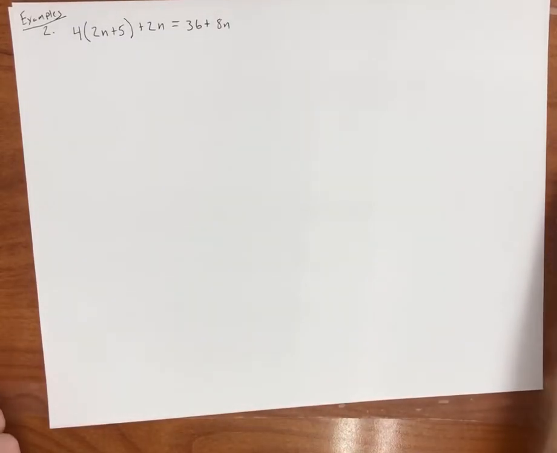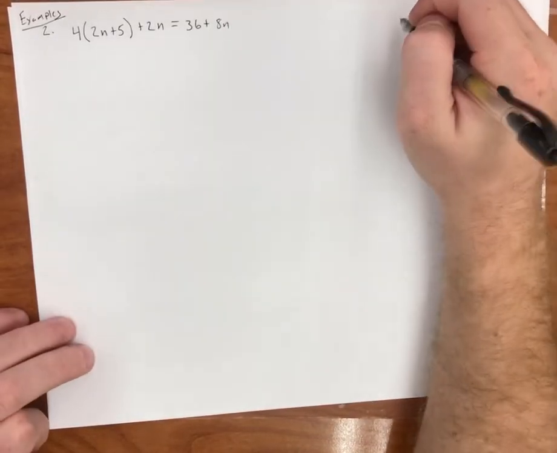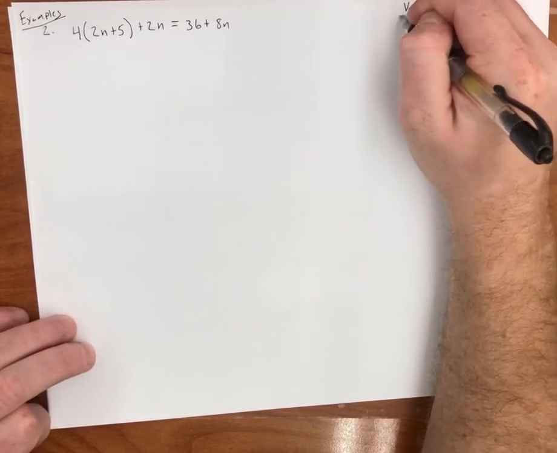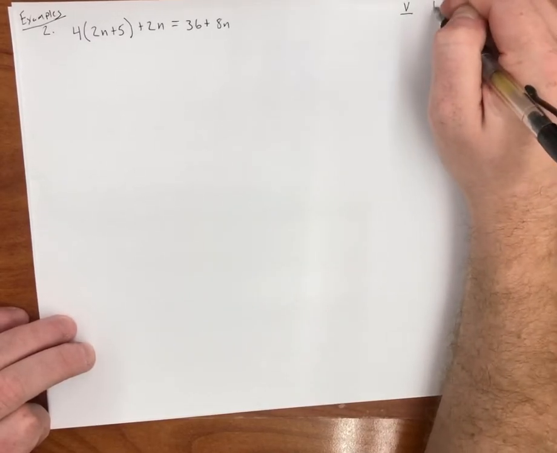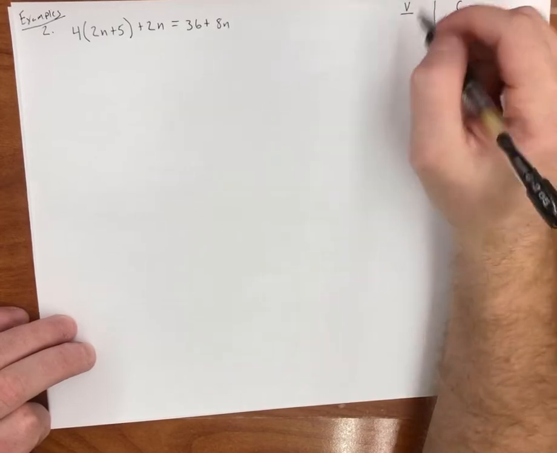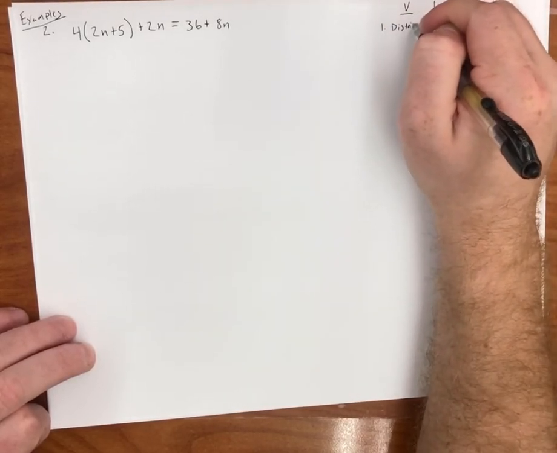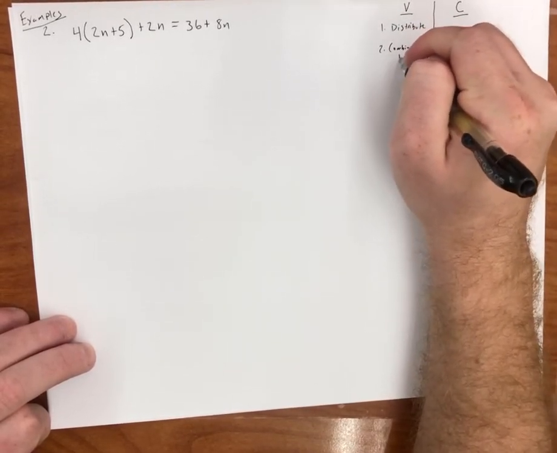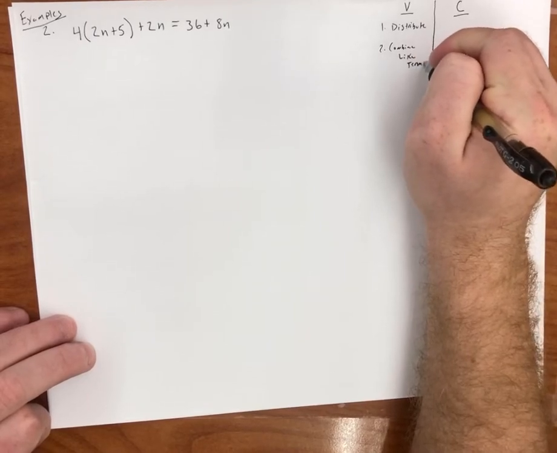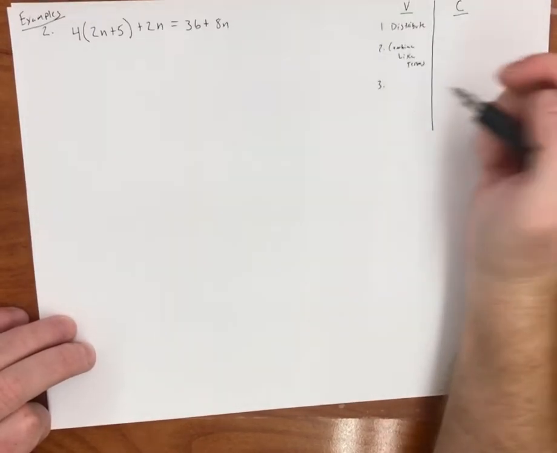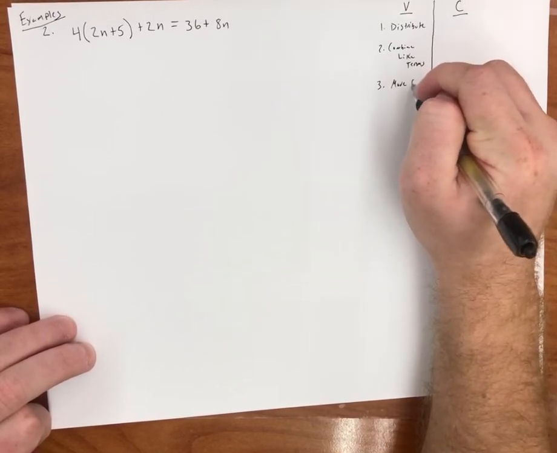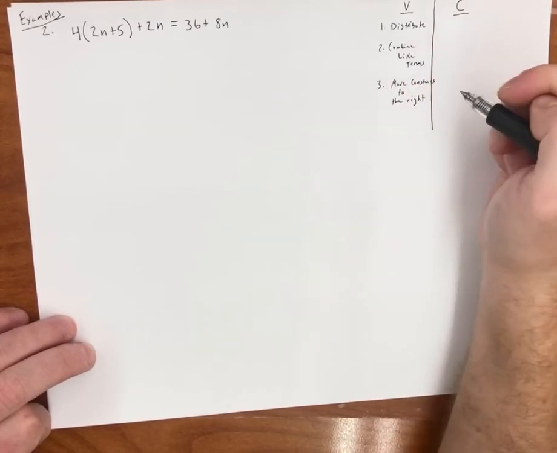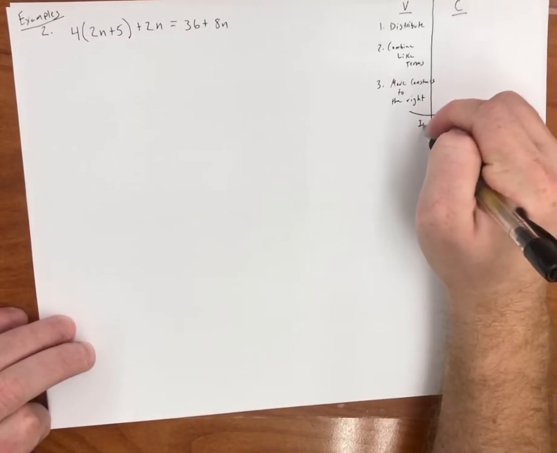Write down our steps that we need. Let's remember our steps. We have, remember, two sides. We have the variable side and we have the constant side. All right. Remember, we first have to distribute on the variable side, combine like terms, our third step is to move constants to the right, utilizing inverse operations.